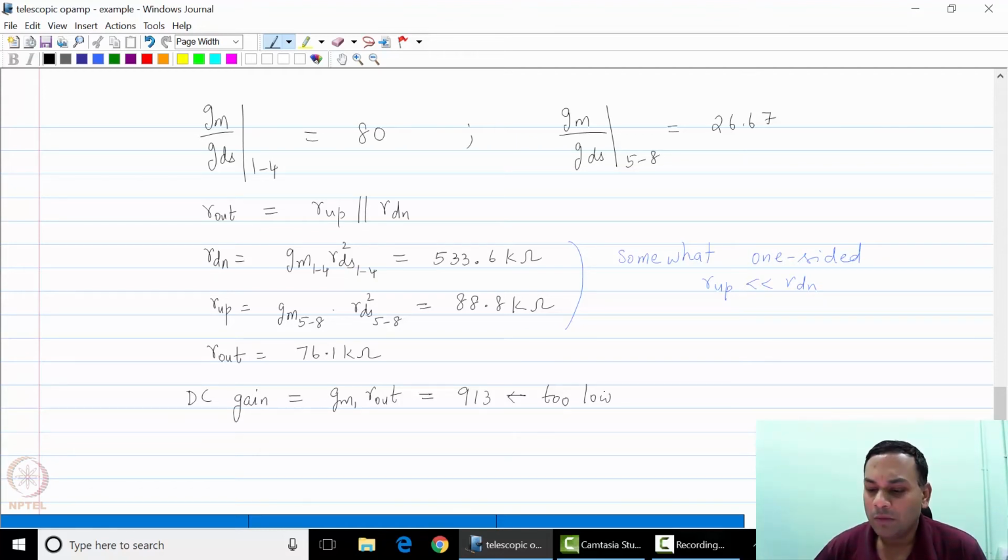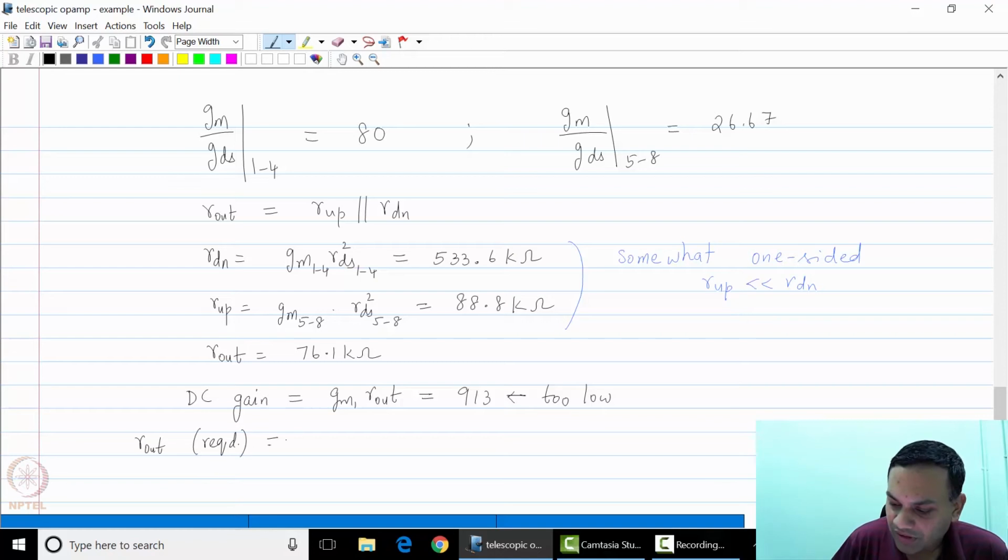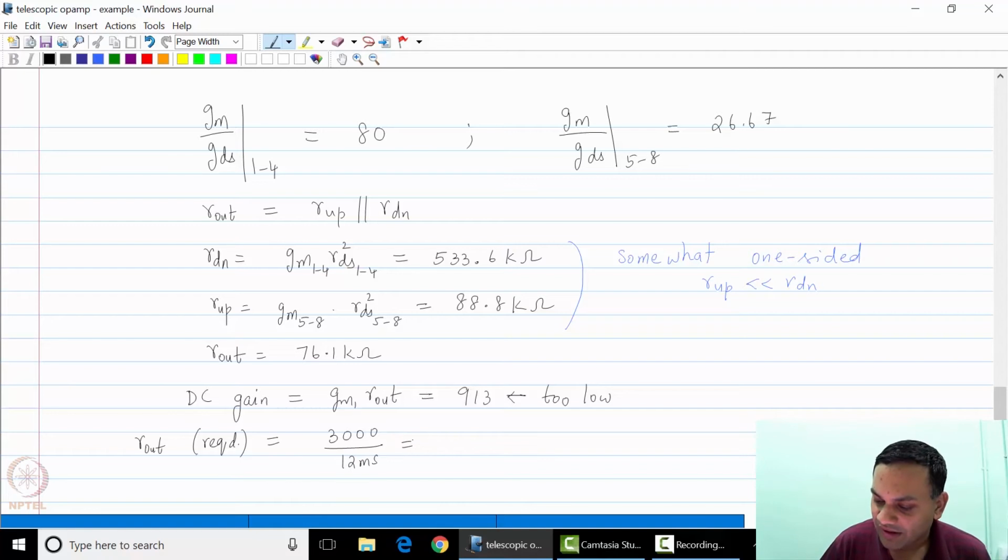So now what do we do? We can do several things. The first thing we will look at is what R out is required to reach a DC gain of 3000. So let us look at the inverse problem. The R out required is equal to 3000 over 12 millisiemens. This is approximately 250 kilo ohms.